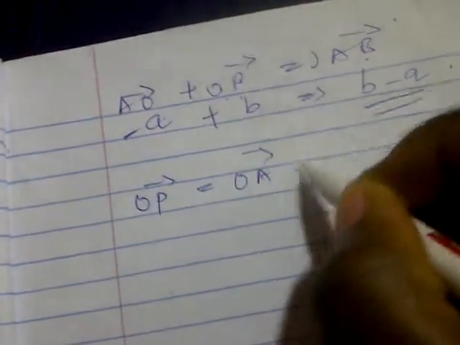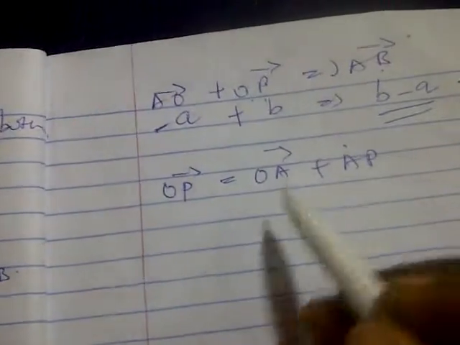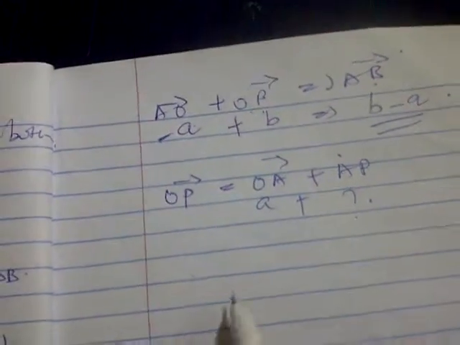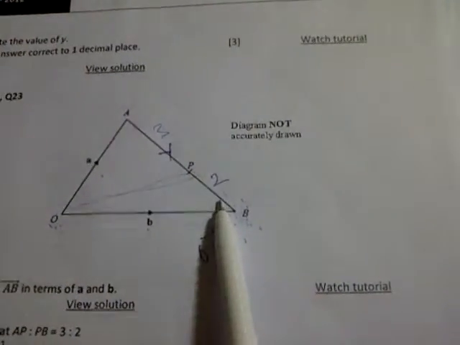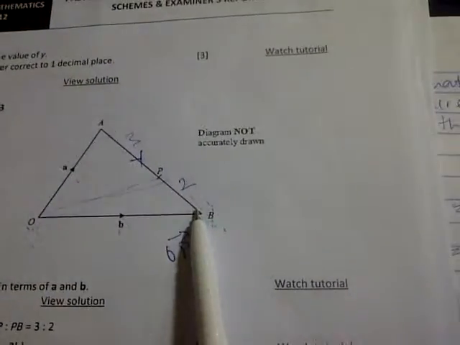Okay, now OA is already given. Now let's write that down. OP is equal to OA plus AP. Okay, now we have OA already as A, okay, plus, but we don't know AP. Now they gave us an interesting combination now, that 3:2 is the ratio of AP to PB is 3:2, so the total ratio is 5.